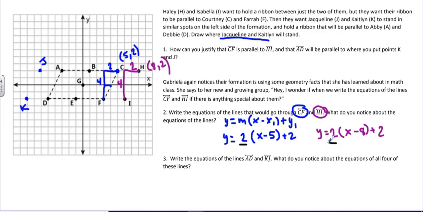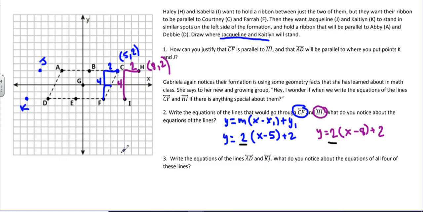But the slopes would not matter which point I chose on the line. The slopes would be the same. Number 3 asks to write equations for line AD and line KJ. What do you notice about the equations of all 4 of these lines?